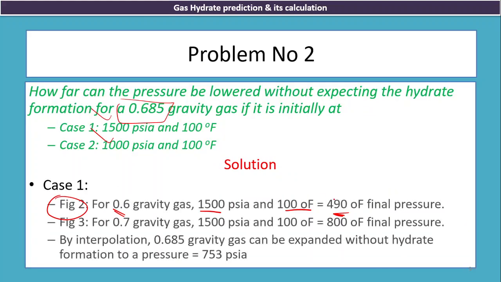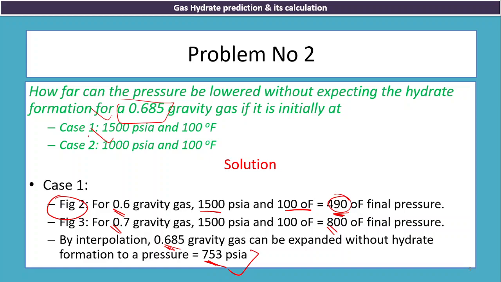So in case 1, 490 is given. Similarly, for the 0.7 gravity gas at 1500 psi and 100 degrees Fahrenheit, it is 800. So we can interpolate these two values to get the value at 0.685. At 0.685, the value becomes 753. It means that we can get hydrate formation at this pressure, so you can lower the pressure up to this value.